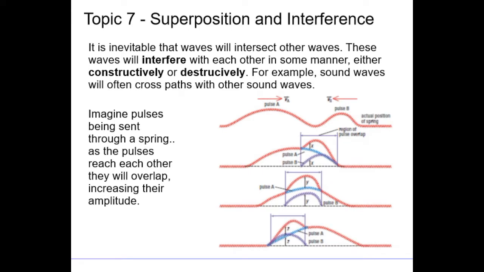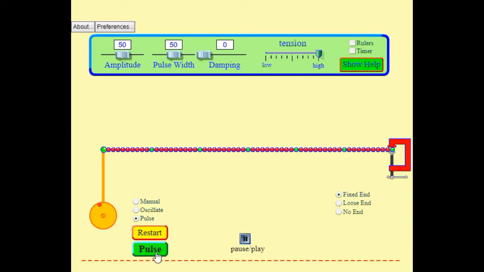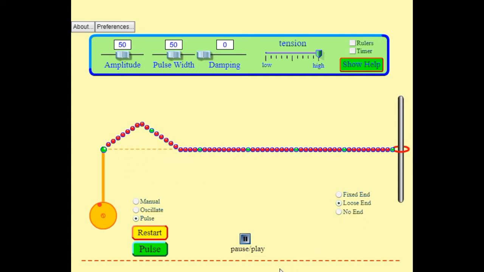Let me try that again from the top with the simulator here. We'll restart it. I'm going to send a pulse through. The problem is that it's actually on a fixed end right there, so I'm going to send a loose end. And hopefully what we'll see is it just comes back right the way it came. Okay. So now that it's on this loose end, see how it's going to stay upright and then turn around and go backwards?